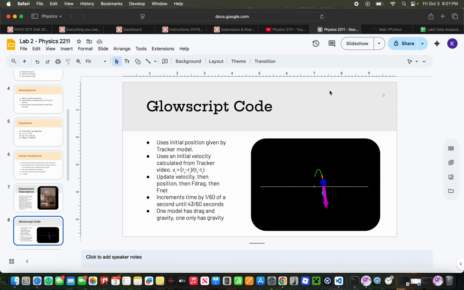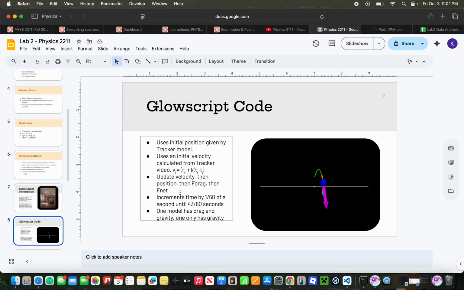And so our GlowScript code followed this computation using the same initial velocity and initial position, and we update our velocity and position using those equations, and then F drag and F net because we have non-constant forces. And so we increment time by 1/60th of a second until 43 over 60 seconds. One model is going to use drag and gravity, and the other just uses gravity.